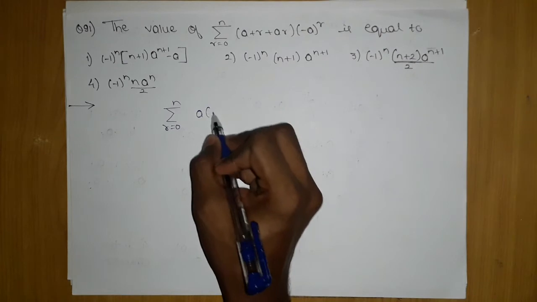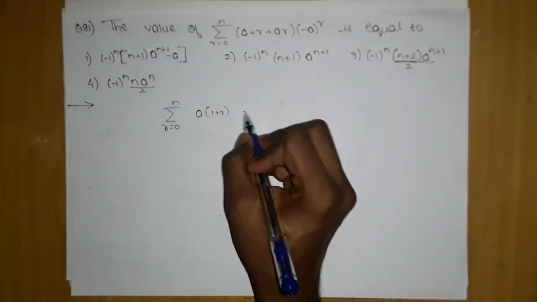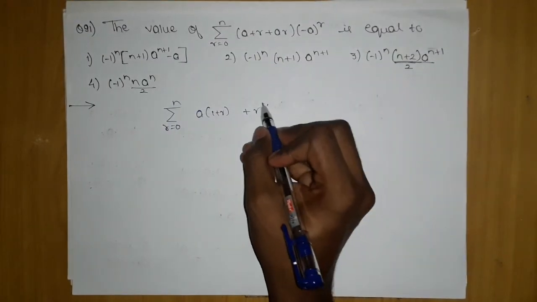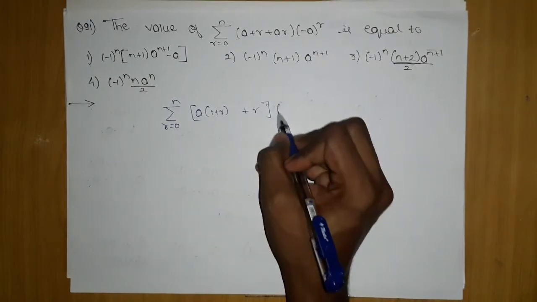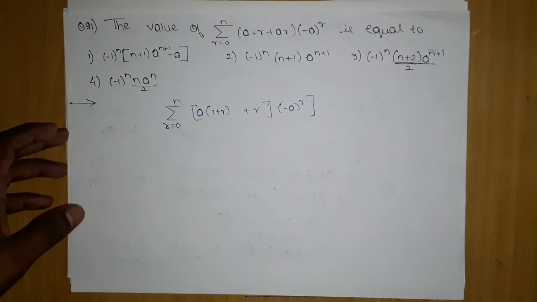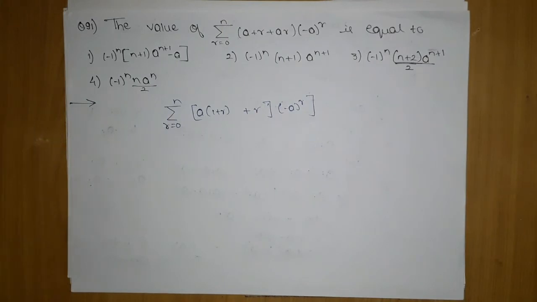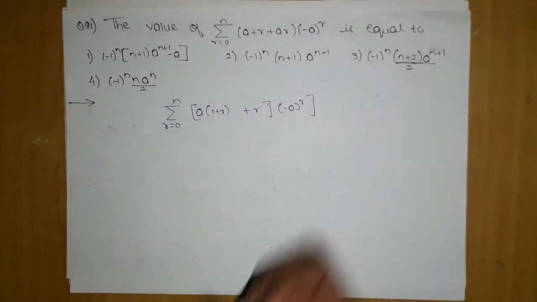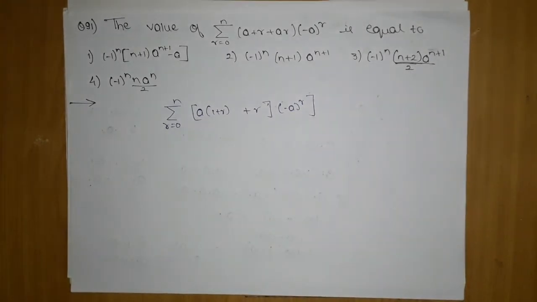Here it is 1 plus r into a, and this is r, and outside is what? Minus a into r. Fine. So after this step we can cross multiply minus a by r. But your doubt should be how we will create that r plus 1 minus r minus 1.